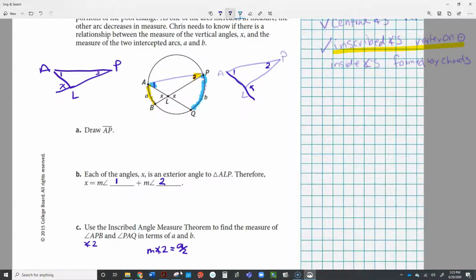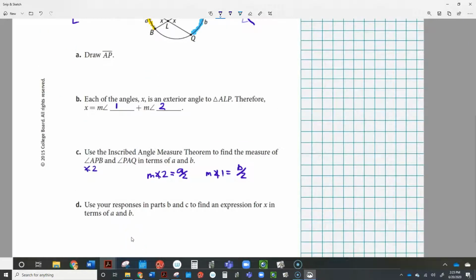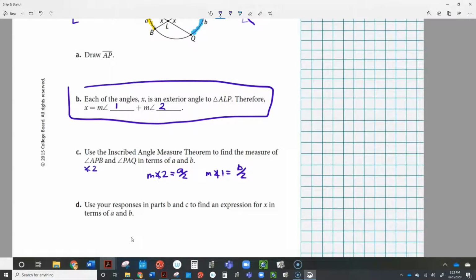So the measure of angle 1 is equal to half of B. And that's how we say half of B. So now we're going to do a little algebra. Let's take this sentence right here and rewrite it: use your responses to part B and C to find an expression for the measure of angle X. So we could say the measure of angle X is equal to half of A plus half of B.